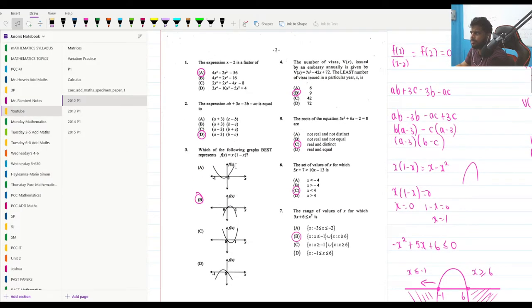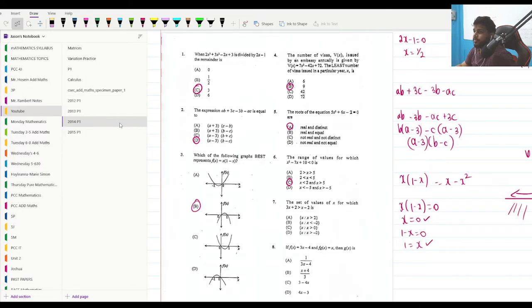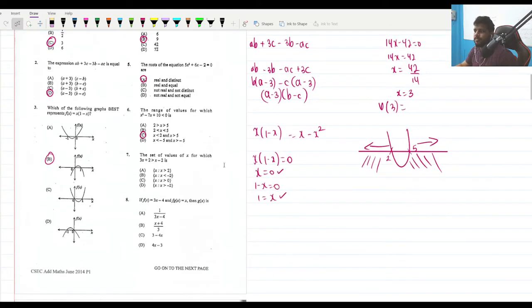Yeah, it's different. Yeah, it is definitely different, but a lot of repeats. Number 7 was 5 plus 6.